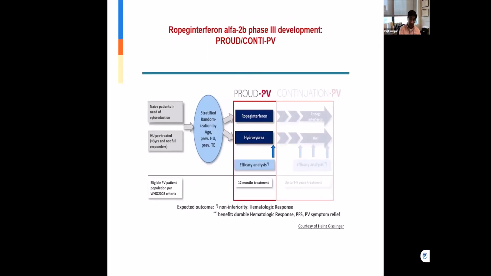However, in contrast, there was a study called the PROUD-PV study. And this is a study where they essentially took patients who either had not ever been treated and had PV, or had had hydroxyurea previously and were treated for under 3 years, and randomized them to a drug called ropeginterferon, also known as Besremi, which is the commercial name. And this is a longer-acting interferon. So Pegasus is given every week by injection, and ropeginterferon is given every 2 weeks. And patients were stratified to hydroxyurea or to the ropeg.